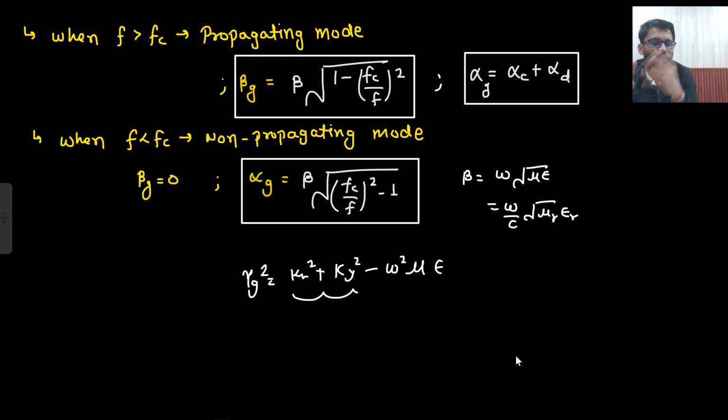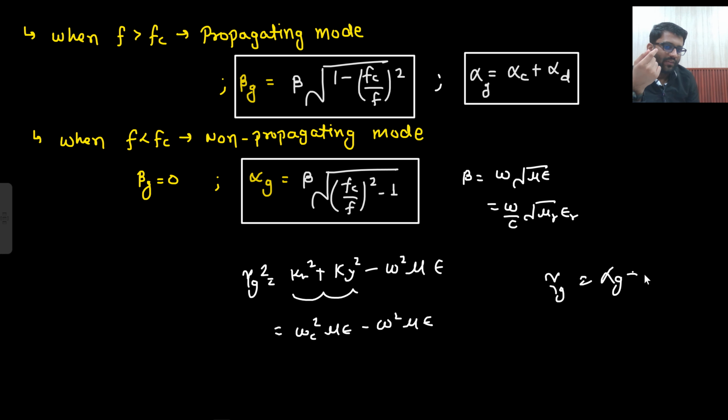From there we get the Fc, omega c value, and we replace it as omega c square mu epsilon minus omega square mu epsilon. This is how we replace it. Then from there we say that gamma g will be equal to alpha g plus j beta g. If the real part is there, that means alpha g would come into action. If the imaginary part is there, that means beta g would come into action. So this is how we derive this formula.